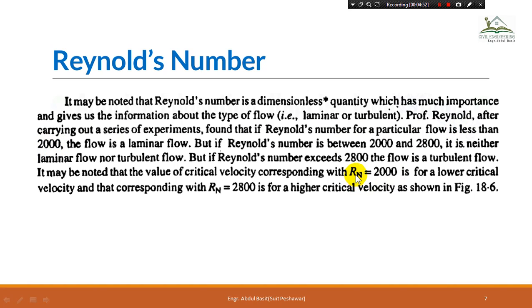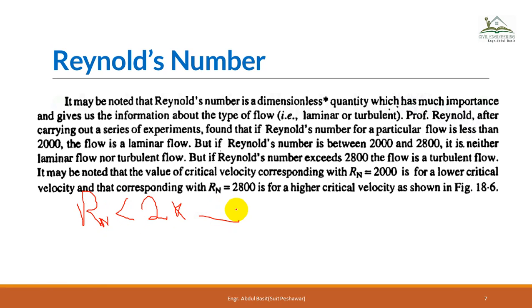If the Reynolds number is greater than 2800, this type of flow is considered turbulent flow. Let me tell you that we have these zones. The first is 2k. Whenever the Reynolds number is less than 2k, this will be laminar flow. L is for laminar flow.